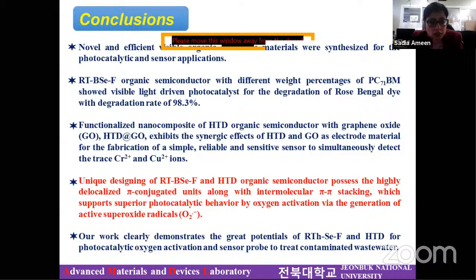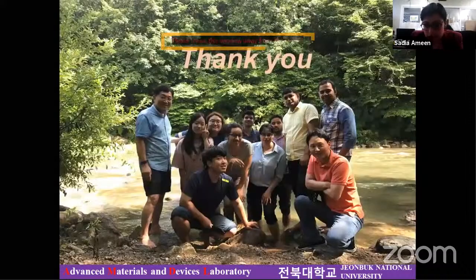So here are the conclusions. What we have done in our work, we have synthesized 2 different molecules, and we have applied them for different applications, that is for the photocatalytic purpose as well as for chemical sensors. And that's it. Thank you.